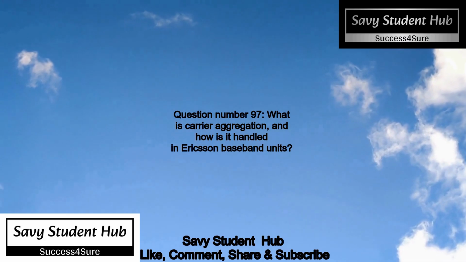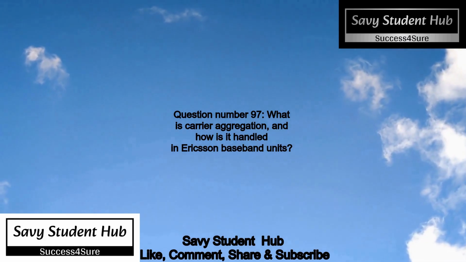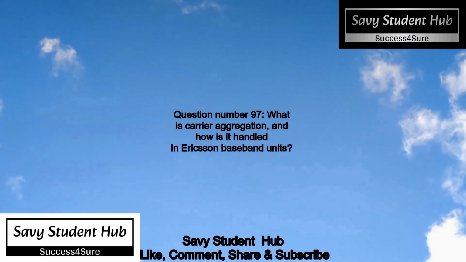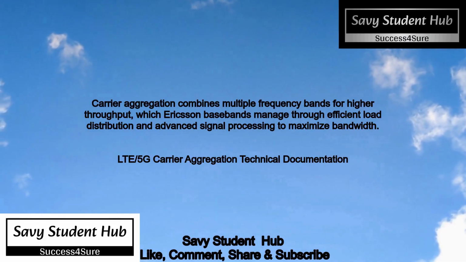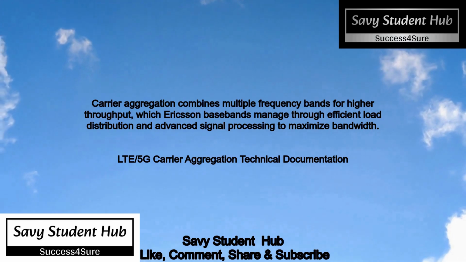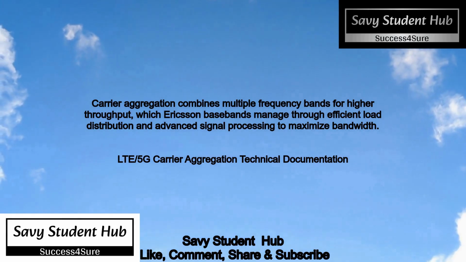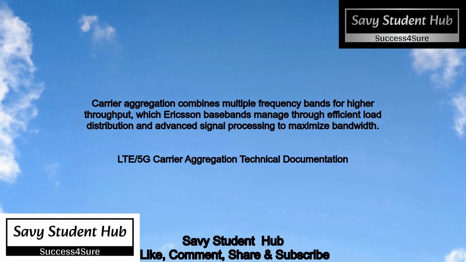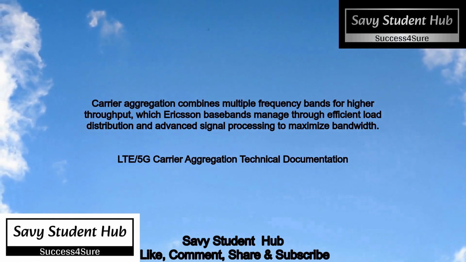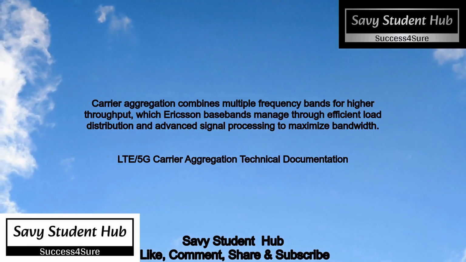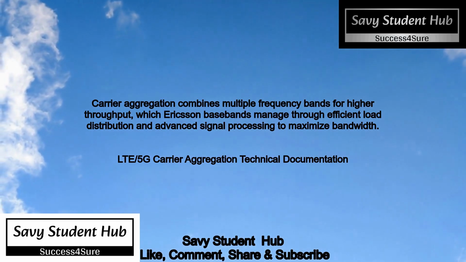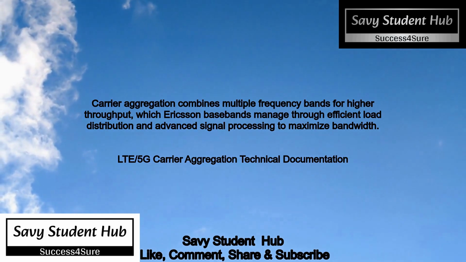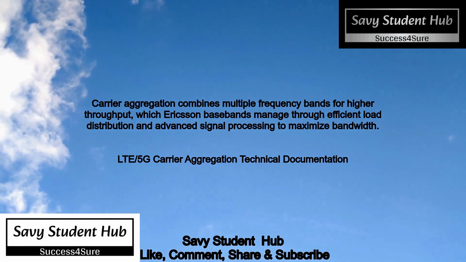Question number 97. What is carrier aggregation, and how is it handled in Ericsson baseband units? Carrier aggregation combines multiple frequency bands for higher throughput, which Ericsson basebands manage through efficient load distribution and advanced signal processing to maximize bandwidth.